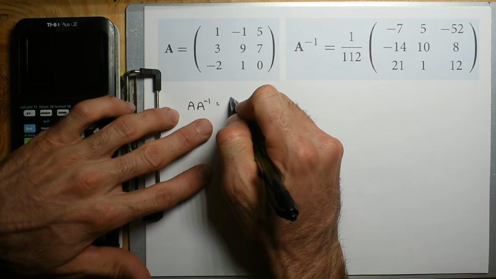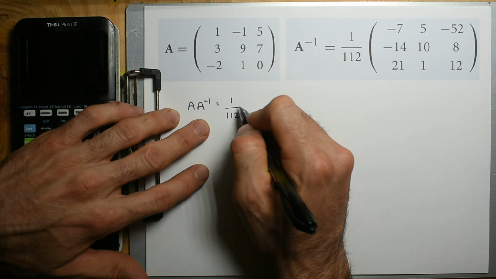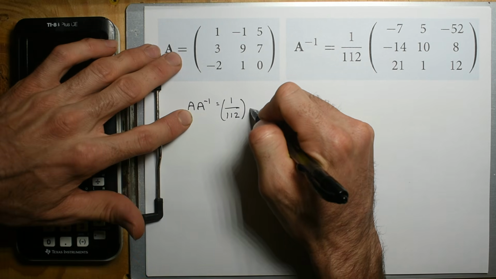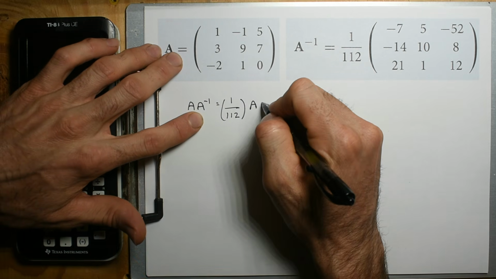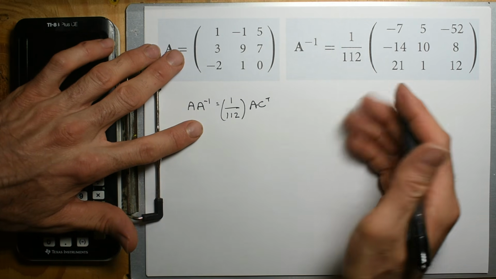So that's what I'm going to do. I'm going to say this is 1 divided by 112. And if I wrote this right, this would be A times cofactor transposed. I mean, can't you see that? So that's kind of what we're doing.